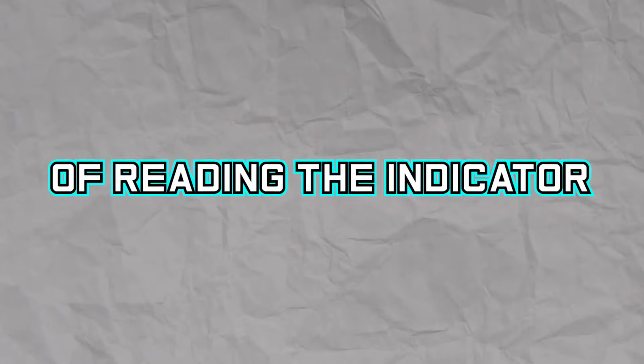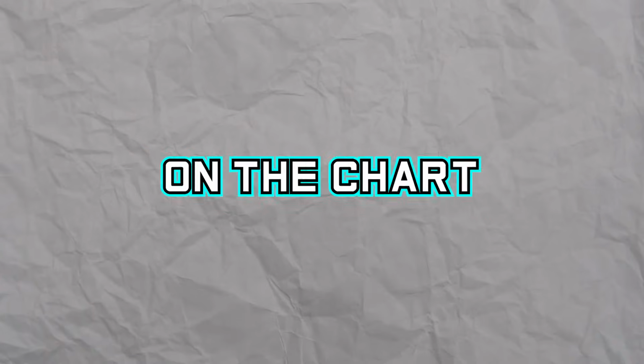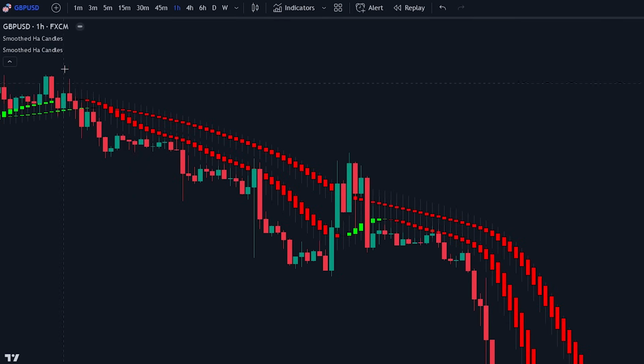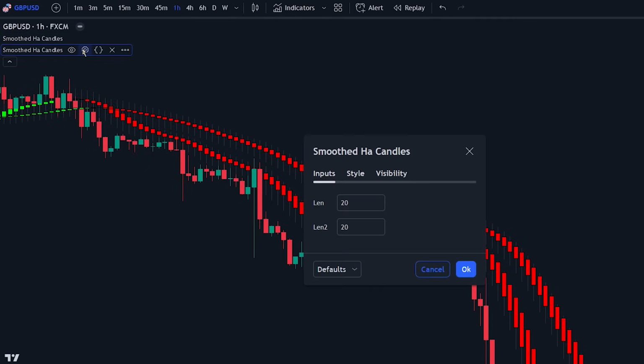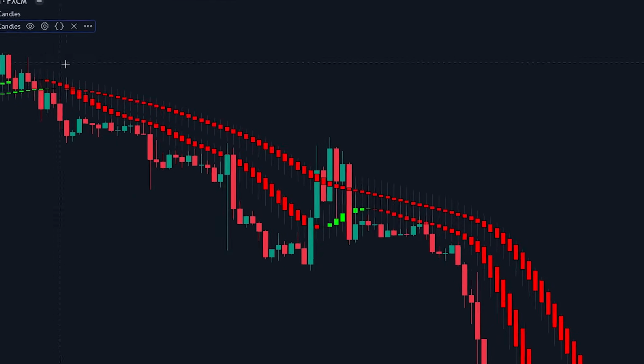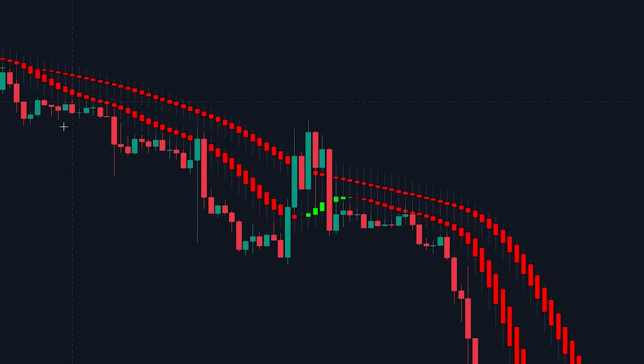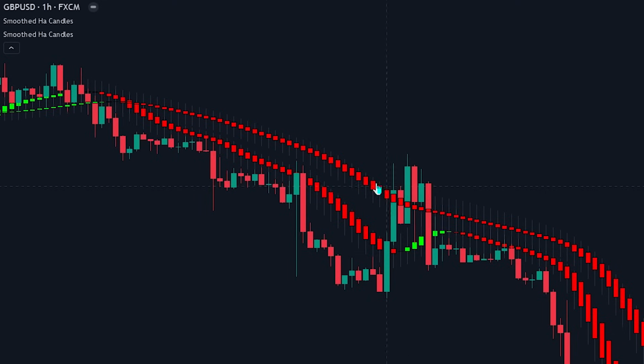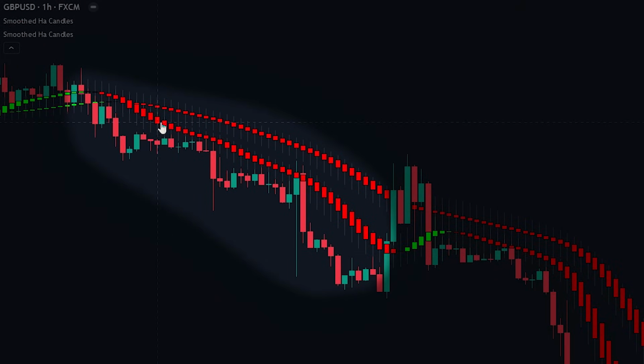A less common way of reading the indicator that can provide even more accurate signals is by having multiple smooth Heiken Ashi candle indicators on the chart. We currently have two smooth Heiken Ashis added to the chart. One has a value of 8 and the other has a value of 20. As you can see, by having multiple smooth candlesticks on the chart, we can see both the shorter term and the longer term trend.